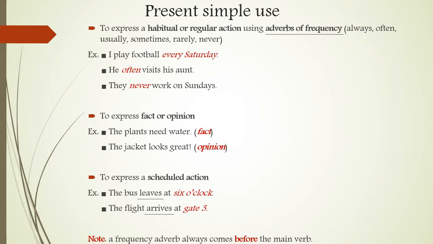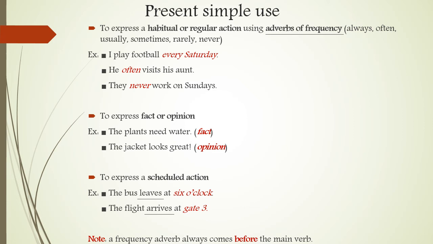So after knowing the form of the simple present tense, now let's have a look at the present simple use. When do we use the simple present tense? Actually, we use it to express a habitual or regular action. And we mean by that an action happening all the time, happening sometimes, happening always, often, usually. And these words that I just said, we call them adverbs of frequency. Let's have a look at them.